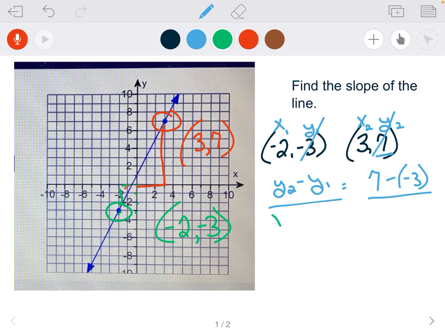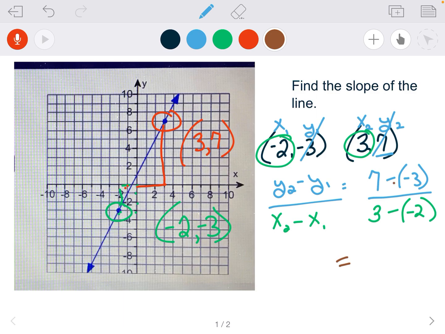so minus a -3 from y1, over x2 minus x1. x2 is 3 minus -2, and notice I am minusing a negative. So remember what that means? We'll show you when we keep going.